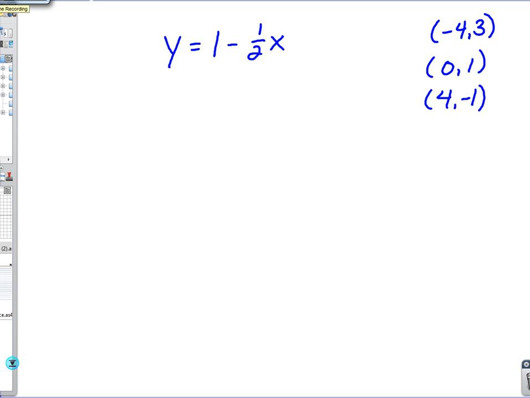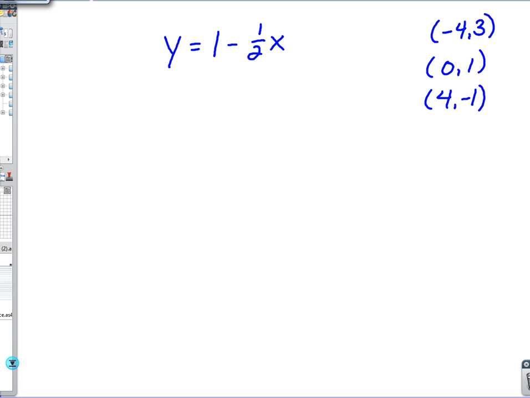Okay, in this next example, we're kind of combining the two things that we've done thus far. What I want to do is show that (-4, 3), (0, 1), and (4, -1) are all three solutions to this equation. Then we're actually going to turn around and graph these three solutions and show you what the set of all the solutions looks like.